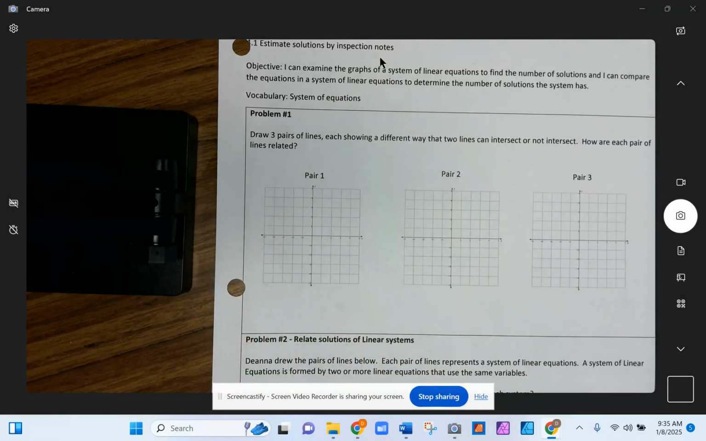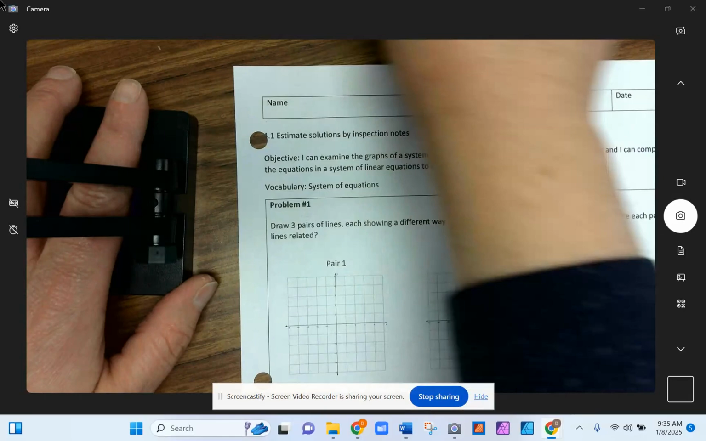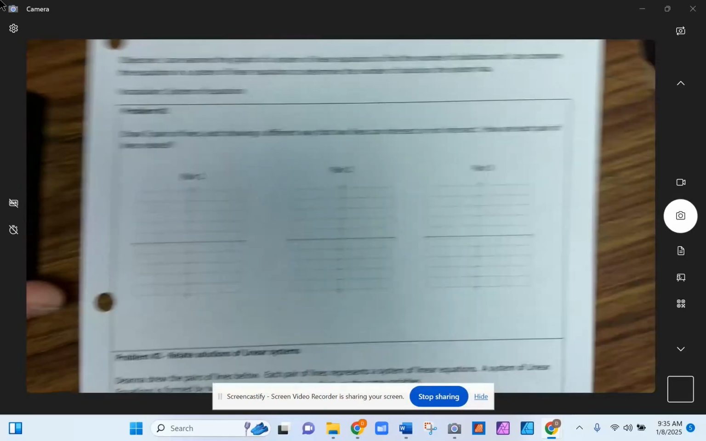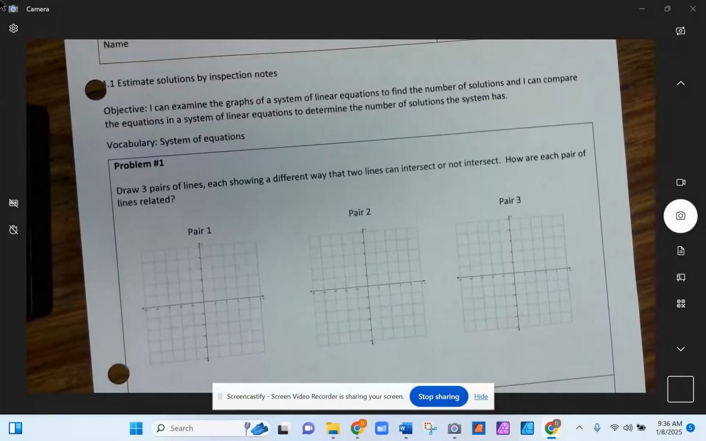Okay, folks, we are starting our new unit. This is 4.1, so this is topic 4. This is all about systems of equations. The idea here is that we're going to be examining graphs of a system of linear equations to find the number of solutions, and then comparing the equations to determine the number of solutions. So it's all about finding the solution. Now, what that means is that we figure out where the lines cross.